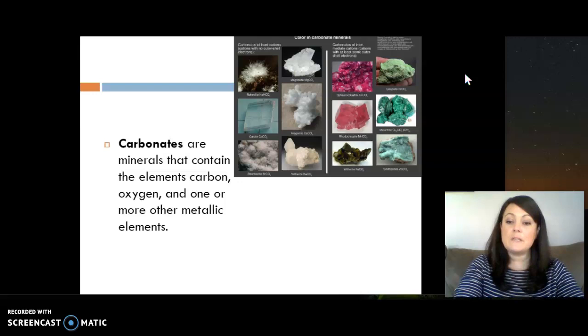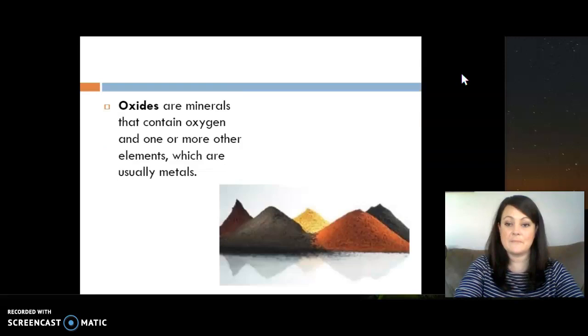Carbonates are minerals that contain the elements carbon, oxygen, and one or more other metallic elements. That's what gives them their different colors, those traces of other elements. Oxides are minerals that contain oxygen and one or more other elements, which are usually metals. This red here may look familiar. It's probably iron oxide. We commonly know it as rust.